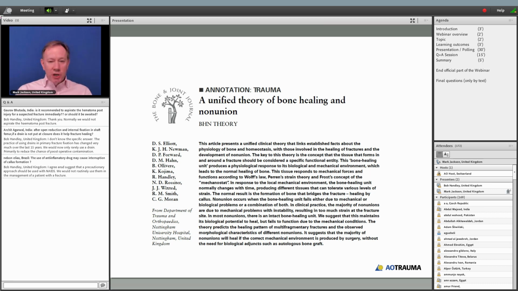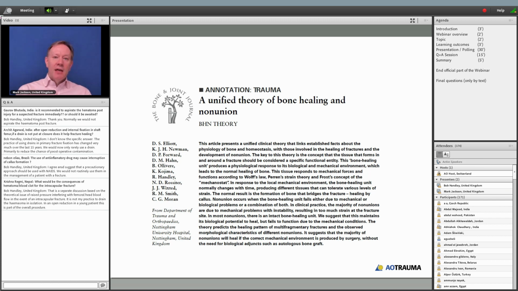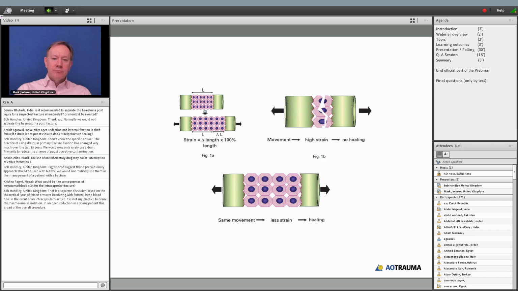And this really puts forward the concept of the bone forming unit and how that's been affected by its mechanical environment. And it brings elements from Perren's strain theory, from Wolff's law in terms of bone homeostasis, and also gives us glimpses into Powell's thinking in terms of bone formation and strain environment, as well as the work from Lutz Claes.